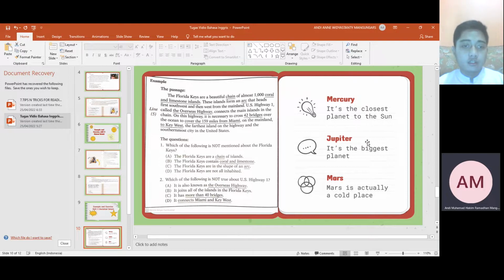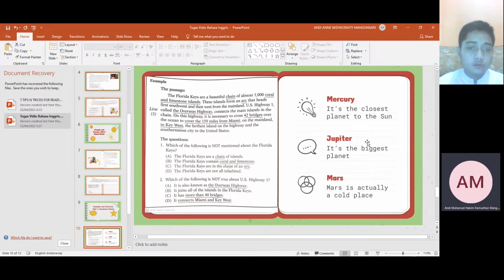Okay, and the answer is B. The Florida Keys contain coral and limestone. Why? Because it's not mentioned. We must just look at the paragraph and be careful.